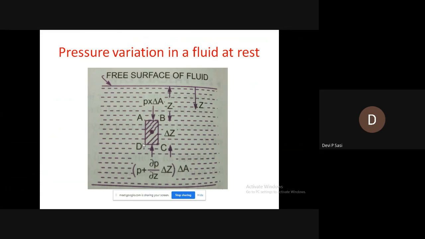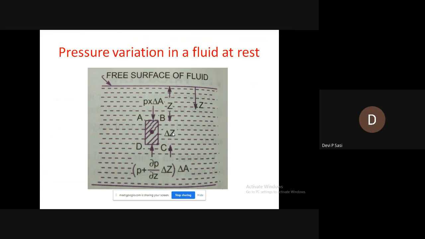Let delta A be the cross-sectional area of this element ABCD, and let delta Z be the height of the fluid element.